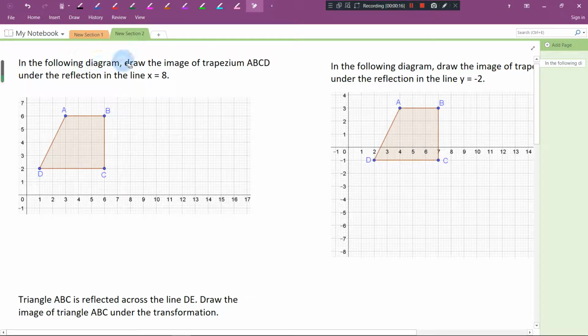In the following diagram, draw the image of trapezium ABCD under the reflection in the line x equals 8. This is the axis of reflection. The question does not draw the axis of reflection for us, so we need to draw it ourselves. This is the y-axis, and here is the x-axis. X equals 8, we look at the x-axis. So 8 is over here, so the line mentioned by the question is actually here.